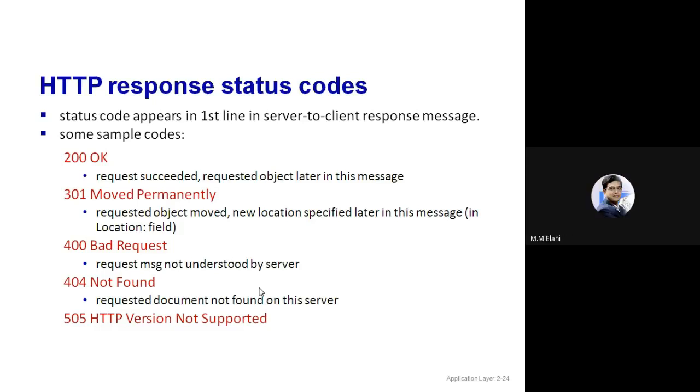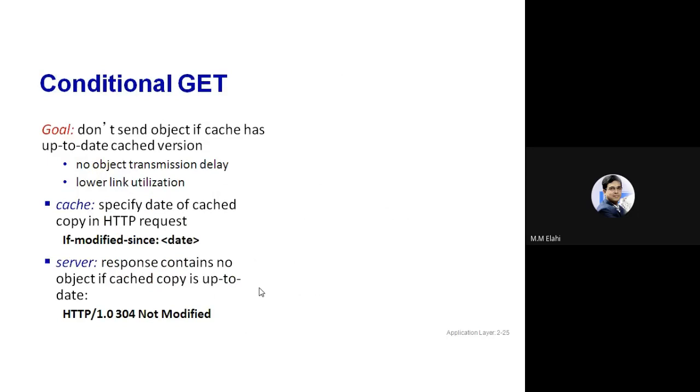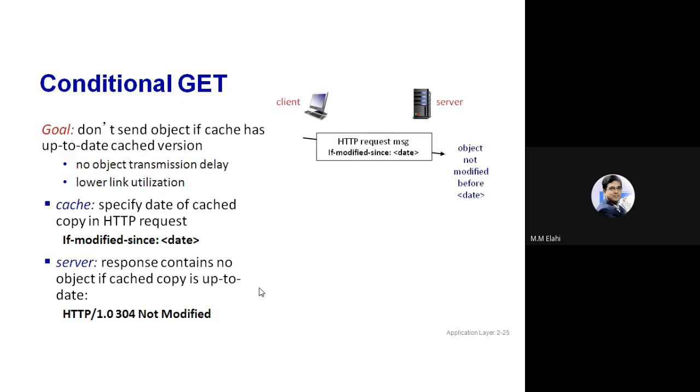So this screen specifies some of the common HTTP response status codes, and there is another concept called conditional GET. What does conditional GET actually do? It is like normal GET, because in case of normal GET, every time we send a GET request, the server will send the file. But sometimes the client or browser may contain a copy of the file, and that is very recent. So in that case, sending the file from the server is inefficient.